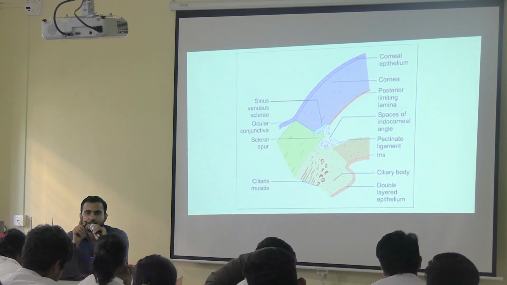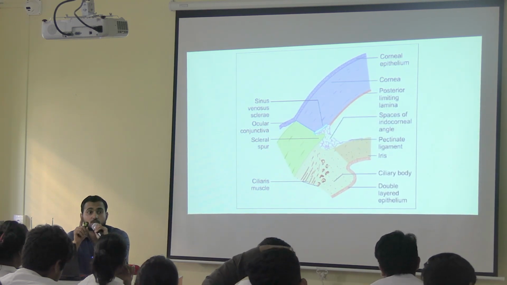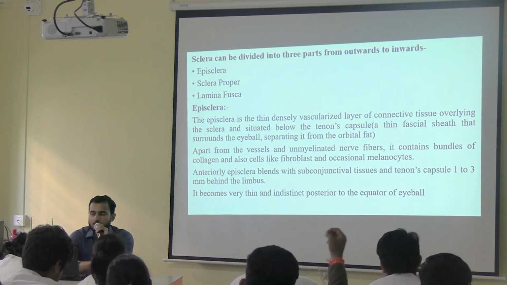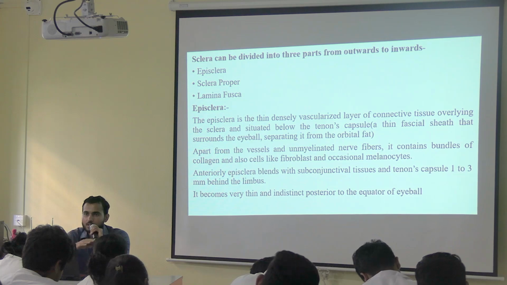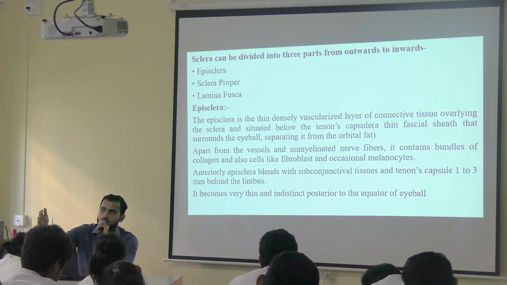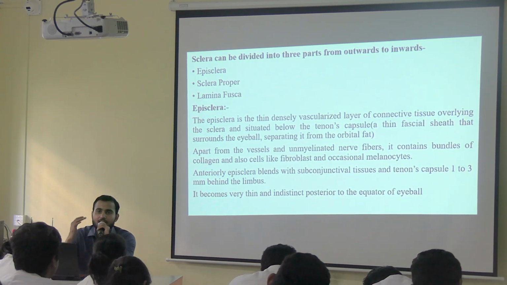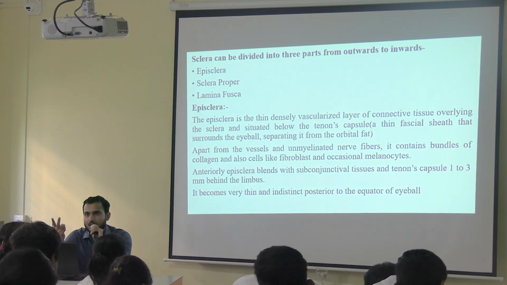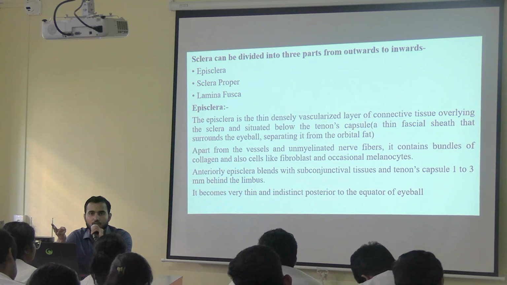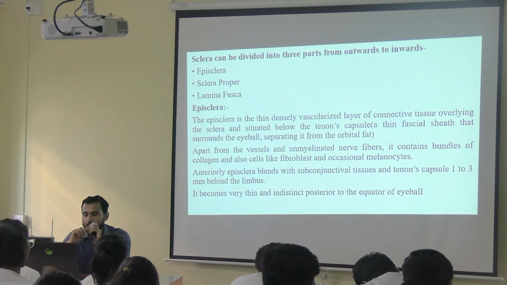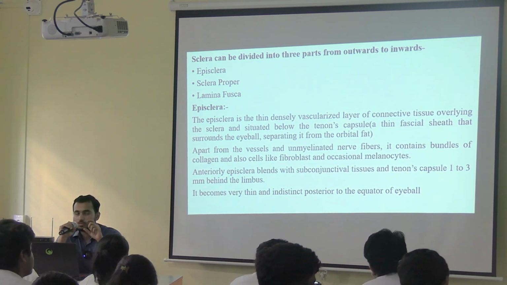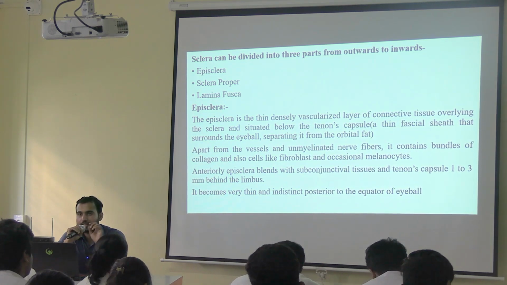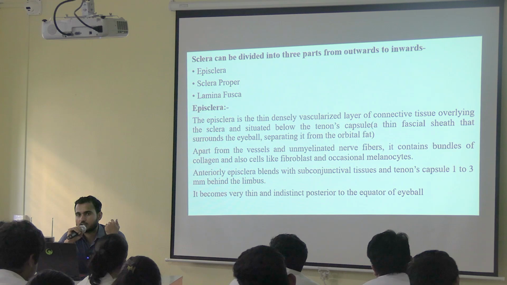Okay, now we'll see the microscopic structure of the sclera. There are 3 layers in the sclera. From outward to inward, that means from the outermost part to the innermost part, the sclera is divided into 3 layers. What are they? Episclera, sclera proper, and lamina fusca. These are the 3 layers. You have to know what is present in these 3 different layers one by one.